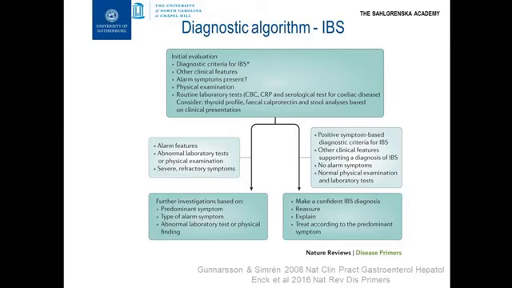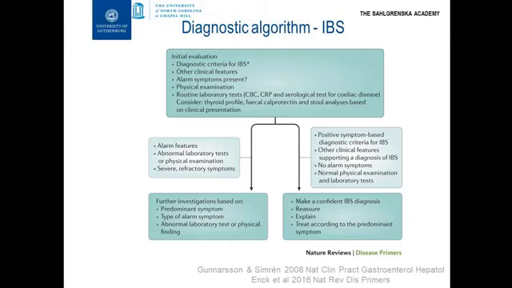We've discussed already the diagnostic criteria, so you should make sure that the patient fulfills the diagnostic criteria for IBS. We've discussed also how we can use other clinical features to make a diagnosis of IBS more likely. If you have overlapping GI symptoms and overlapping non-GI symptoms, that makes a diagnosis of IBS more likely.